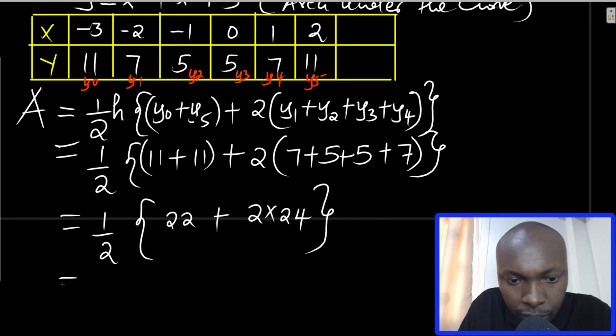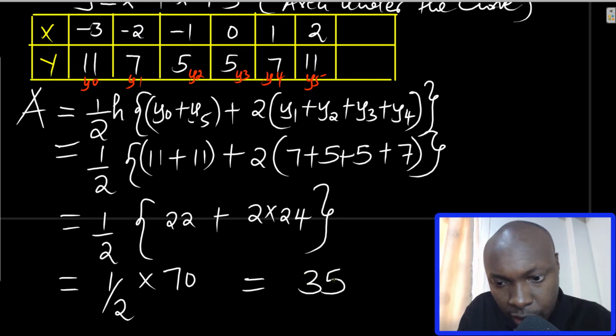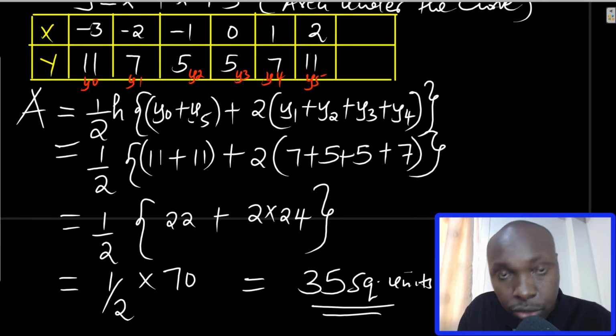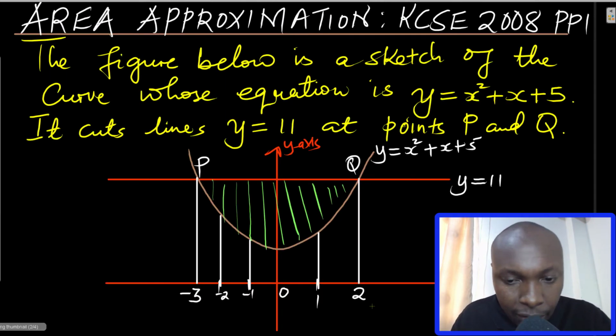So this will give a half multiplied by 22 plus 48. This will be 22 plus 48. This will give 70. And when you work out the half of 70, will give 35 square units. So we get 35 square units. That is the area under the curve between x equals -3 and x equals 2.